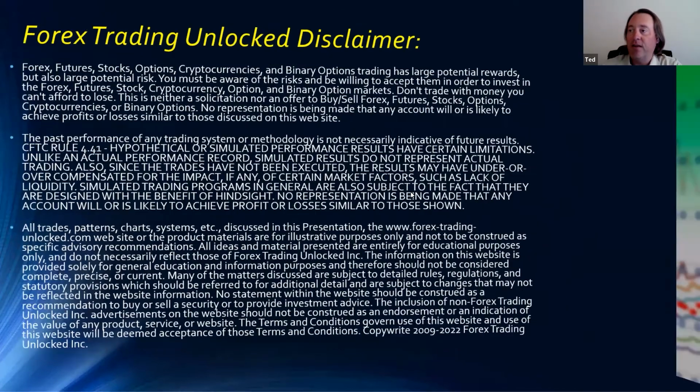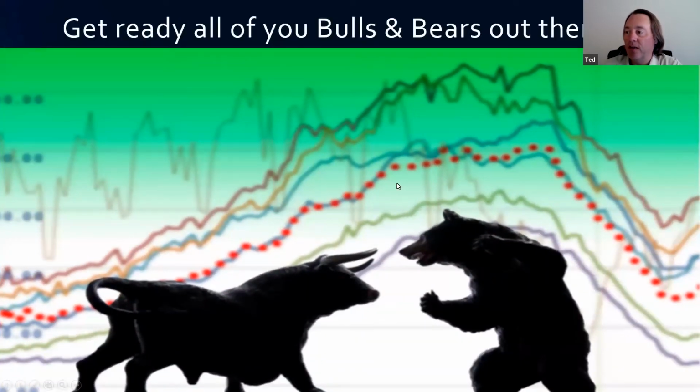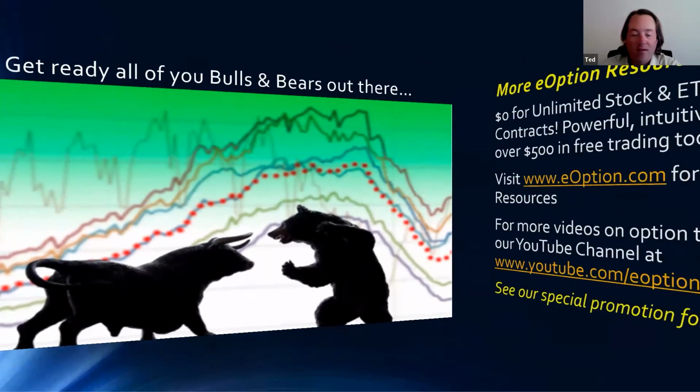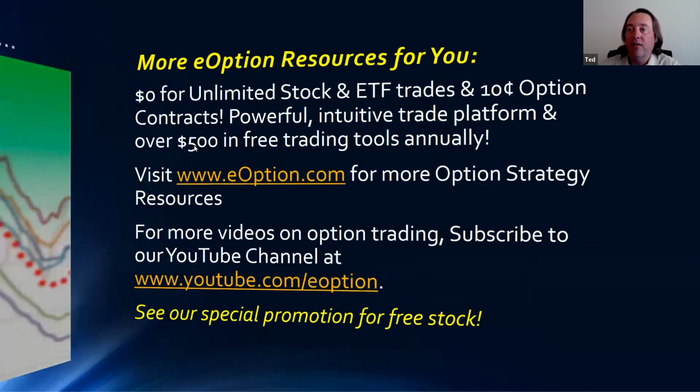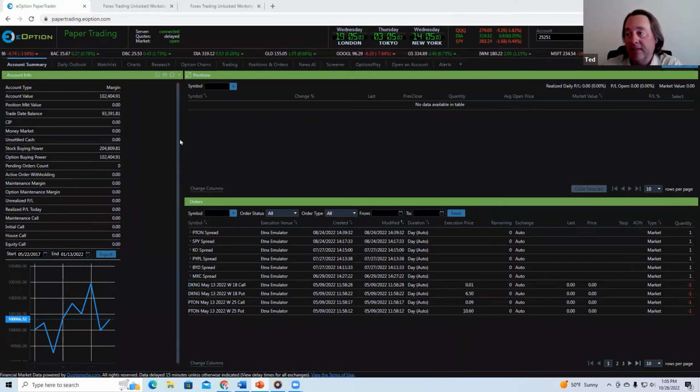All right, so get ready, all you bulls and bears out there. Let's get into the meat and potatoes of what we want to talk about. We have the eOption paper trading platform pulled up for you right now. It's the same thing as the regular platform, except this is in demo mode. One way you can do that is by going to the eOption website, where you can open up a demo account, and it will be exactly like this.